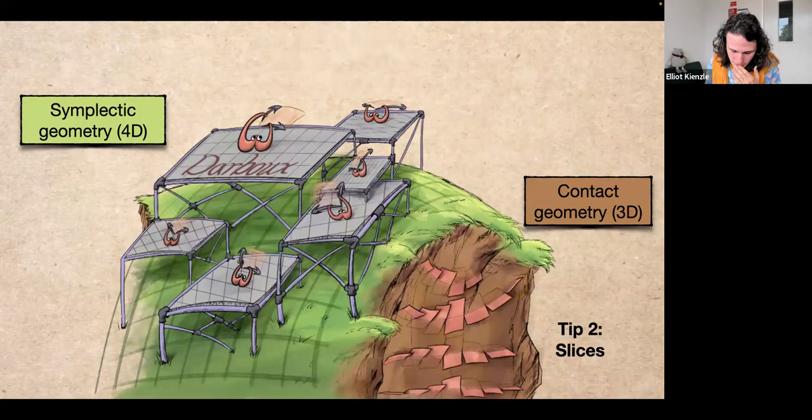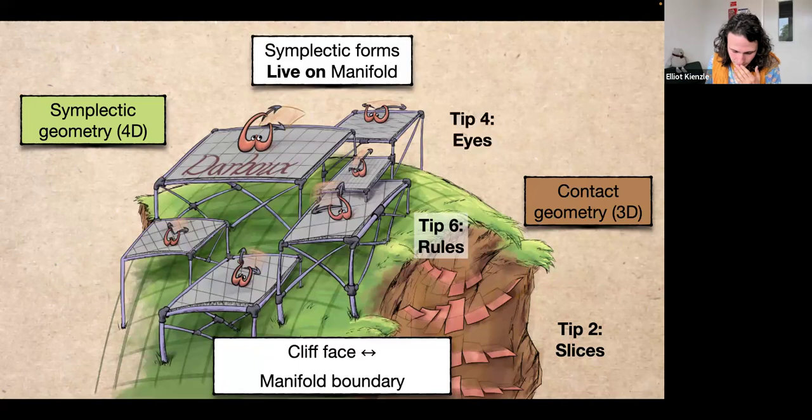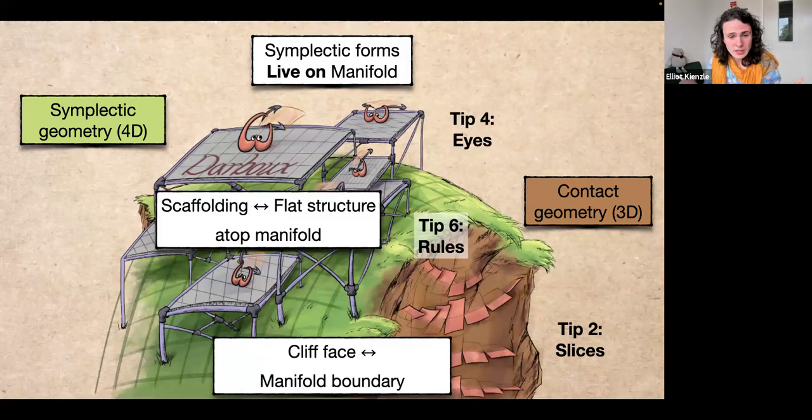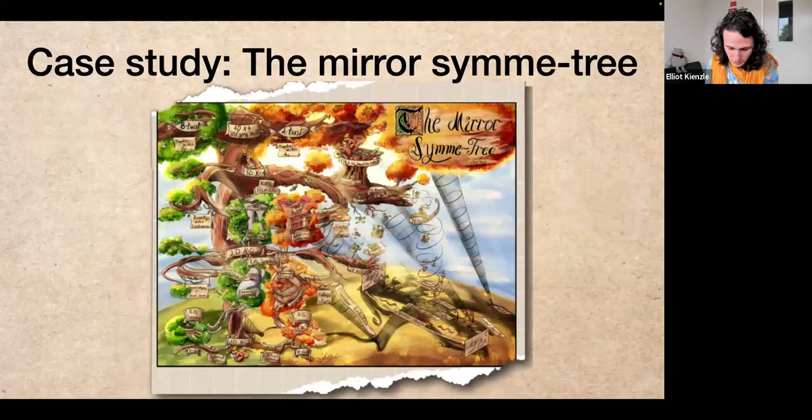So we have all of these ideas together. We have all of these tips. Now it's time to put them together. And I'm going to do a bit of a case study, which is that of mirror symmetry. This is the picture I teased you all the way at the beginning.